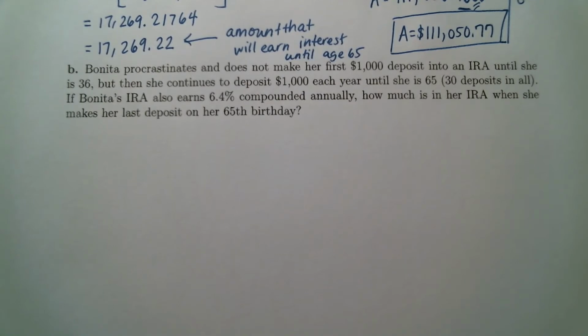Okay, so Bonita's doing things a little bit differently. Bob started saving at age 24. Bonita procrastinates until age 36. We've got the same interest rate. We're making annual deposits. Interest is compounded annually, so that parameter is the same. So she is going to make regular deposits of $1,000 every year from ages 36 to 65. That is going to be a total of 30 years if you did count on your fingers.